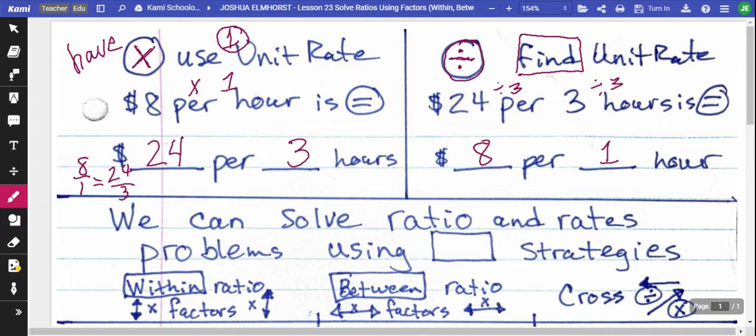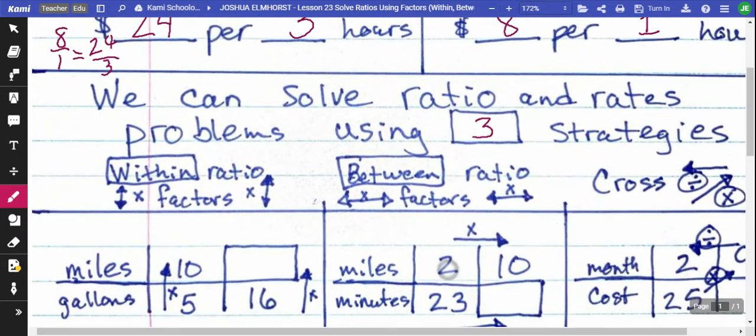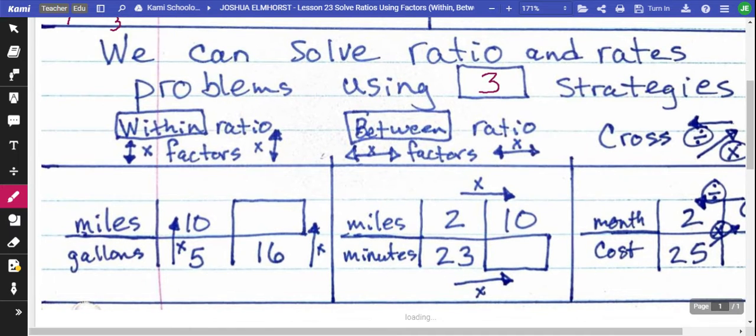We can solve ratio and rate problems using 3 different strategies. As a 6th grader or a 7th grader, you will choose which strategy you will use. The first strategy is when you're looking at 2 ratios, you're going to look within the ratio. Within means looking up and down. I was just saying looking up and down. So you look up and down the ratio, miles to gallons, and then you ask yourself, is there a factor?